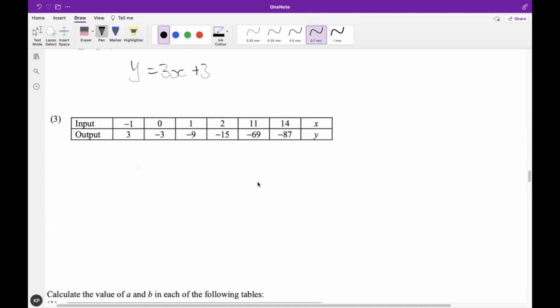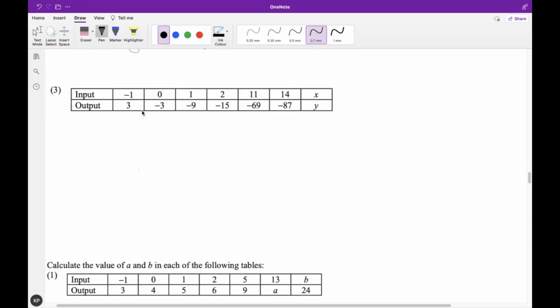And let's do the next one. In this case, the numbers are getting smaller and smaller. I'm going from 3 to negative 3 to negative 9 to negative 15. So what's going on here? I'm subtracting 6, minus 6.